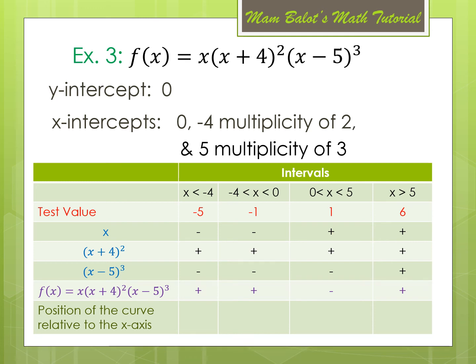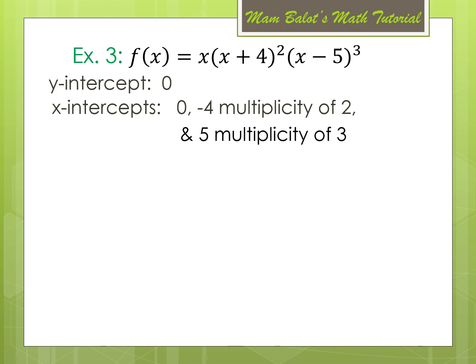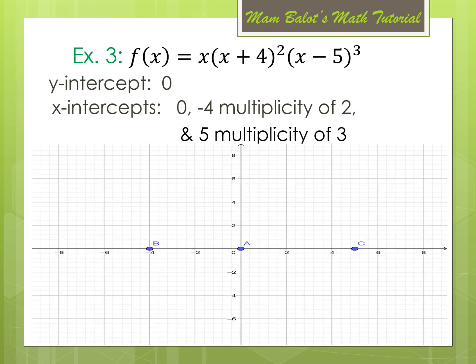So the position of the curve relative to the x-axis are, for x is less than negative 4, it would be above the x-axis. Between negative 4 and 0, it is also above. And then between 0 and 5, it would be below. And for x is greater than 5, it is above the x-axis. So if we plot that one on our Cartesian plane, we have now the x-intercepts.